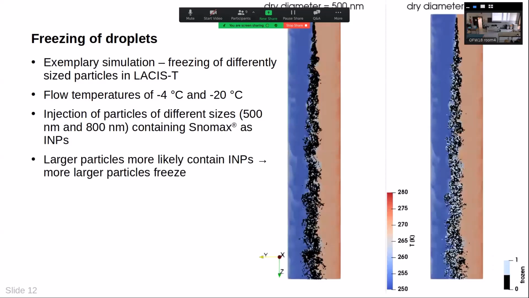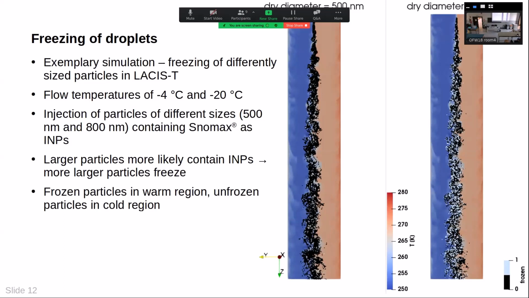And you see a result here. On the left-hand side, you see particles with a dry diameter of 500 nanometer and on the right-hand side of 800 nanometer. They are injected from the top. In black, the particles are unfrozen, and the bluish part here, the larger particles are more likely to contain INPs, and they are more likely to freeze, which is in accordance with the diagrams I just showed.